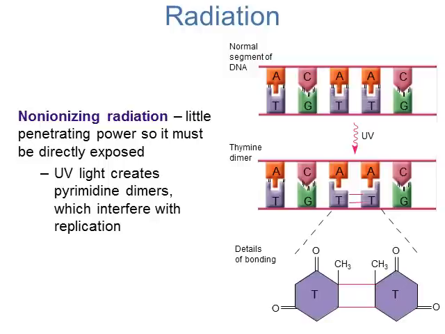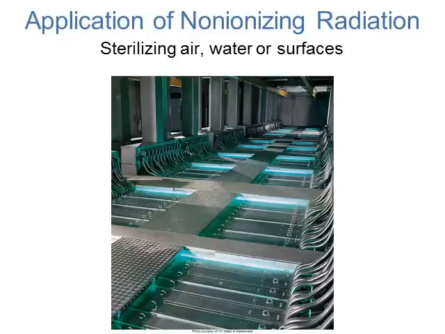So basically the UV light damages your DNA, and if the DNA is very, very damaged, it can cause those cells to become cancerous. So UV light is pretty dangerous. It's going to cause these dimers within the DNA. So not good for us, but you can use it to create these dimers in bacteria cells, and then those bacteria cells cannot replicate and they die off. So applications of non-ionizing radiation: we use it to sterilize air, to sterilize water, or to sterilize different surfaces.